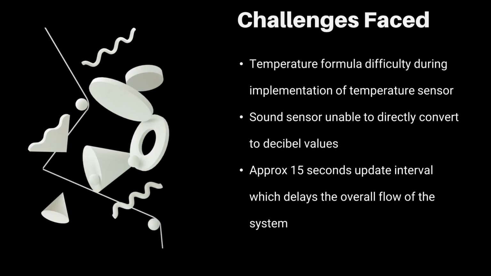Next, we will be sharing some of the challenges our group faced. The temperature formula was hard to implement for the temperature sensor as we were unsure about the formula that had to be used. Based on further research that we did, we were able to implement the right formula to calculate the temperature. The sound sensor was unable to directly convert to decibel values, hence it was hard to interpret what was considered high-level noise. Also, there was a 15 seconds update interval, which delays the overall flow of the system.